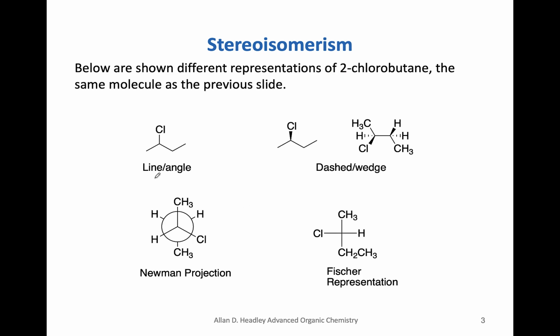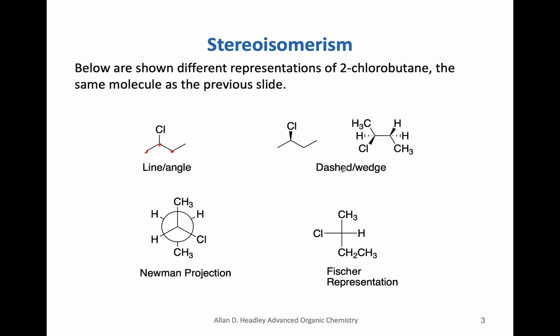The first is the line angle. So here we have the line and an angle. Wherever there's an intersection and an angle, that's a carbon. Wherever there's a start, that's a carbon. The hydrogens, of course, as you know, are not written in, just the heteroatoms such as chlorine.